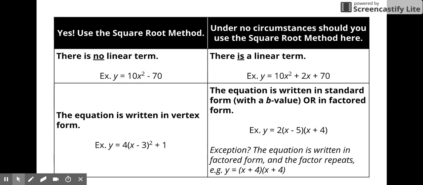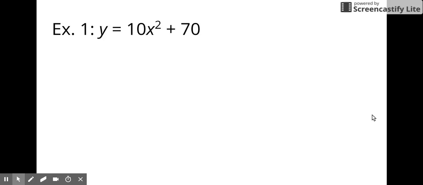The only exception to that is if you have an equation in factored form and the factor repeats, you could do the square root method on that. So let's look at an example. Here we have y equals 10x squared plus 70. To solve by the square root method, we need to set our equation equal to 0 and solve for x.